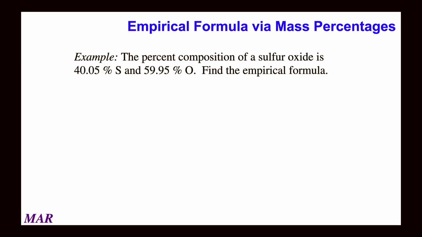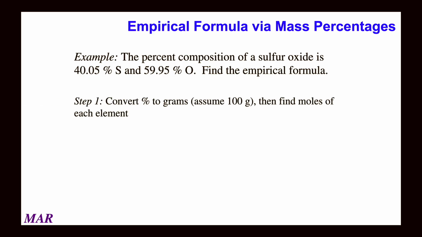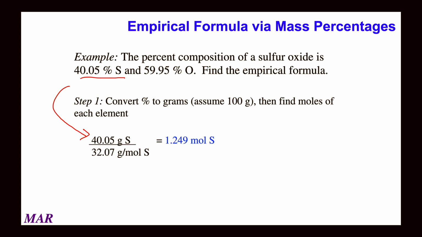Let's see some examples, because I know this is a little weird to talk about. Here's the problem. 40.05% sulfur, 59.95% oxygen. We know it's some kind of sulfur oxide, but what is the empirical formula? How do we turn those percentages into an empirical formula? And that's really cool. So again, like we talked about, first thing, go percentages to grams. And if you have 100 grams, that makes this really easy, because that would be 40.05 grams of sulfur and 59.95 grams of oxygen.